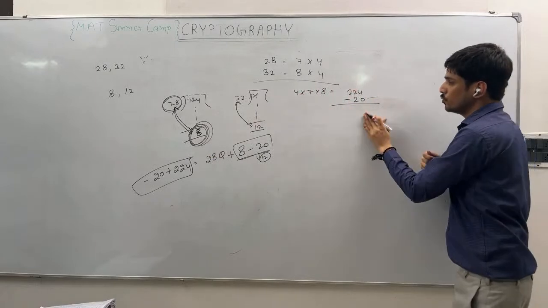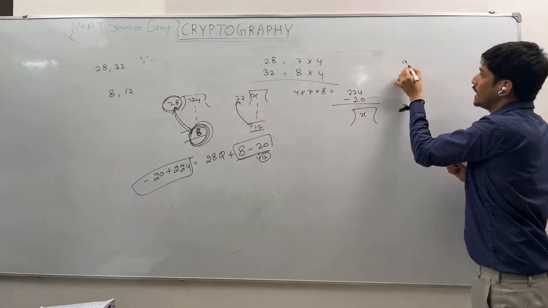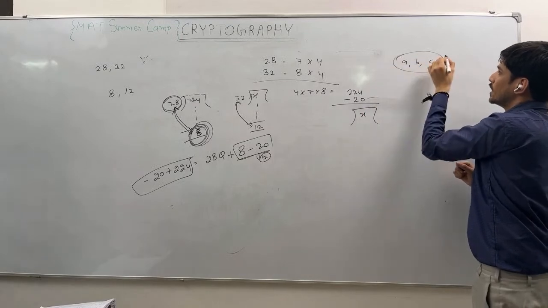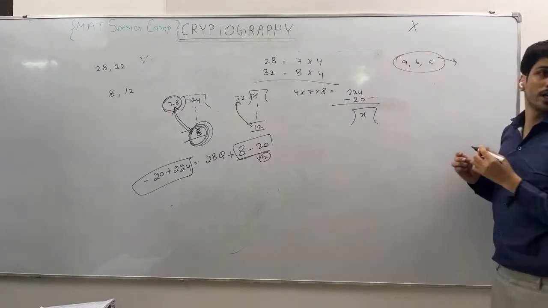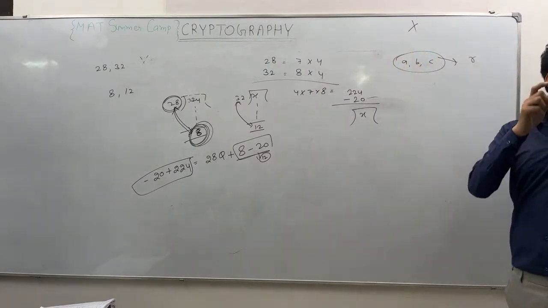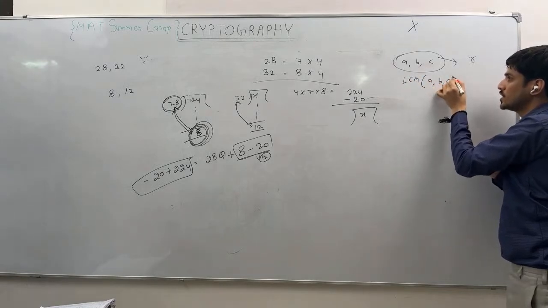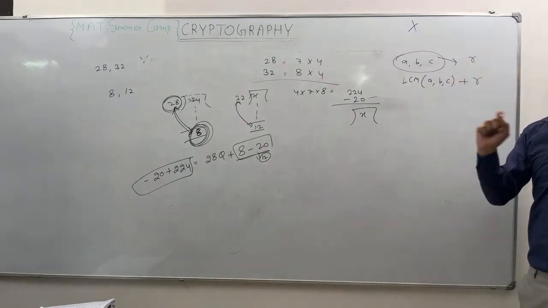So it means we have learned two concepts. If you are dividing, let's say A, B and C, by some number X, and all are leaving the same remainder, then what will be our answer? LCM of A, B, C plus R. That is the first thing.